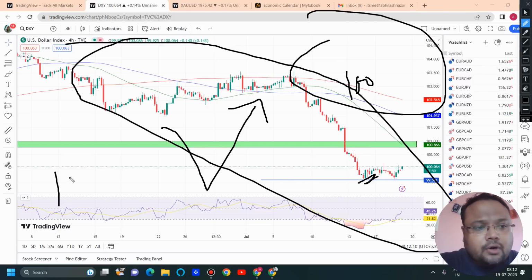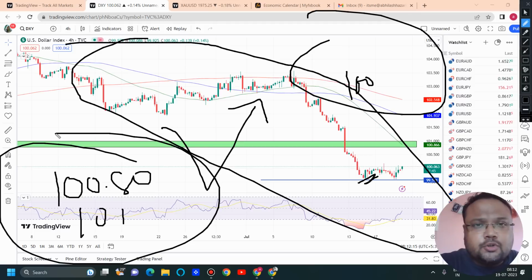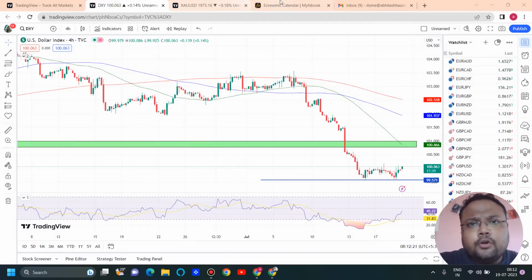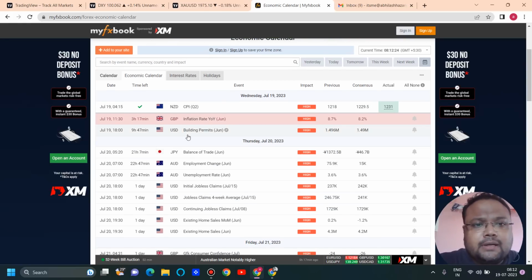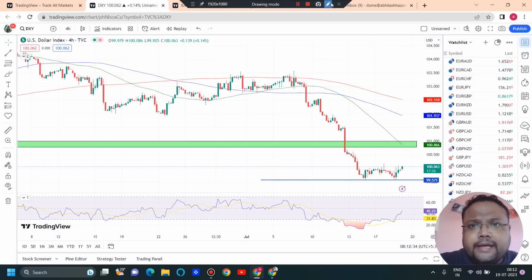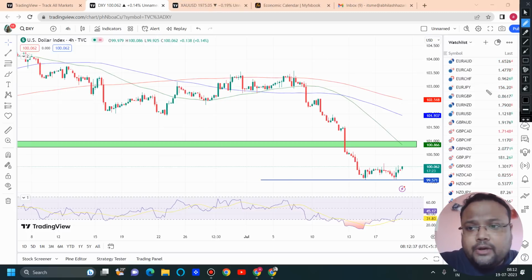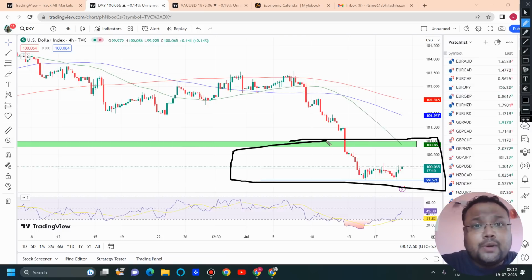The next big resistance on the chart of DXY is around 100.80 to 101, and I don't think today DXY will be able to cross this level in the absence of any news. If you go to the economic calendar, yes, we do have news, but this news is not big news that will bring crazy volatility or a complete market structural change. As a result, I'm hoping that DXY will stay inside the range only, 100.80 on the upside and 99.57 or 99.50 on the downside. This is the range of DXY. So let's wait and watch and just observe how DXY performs.